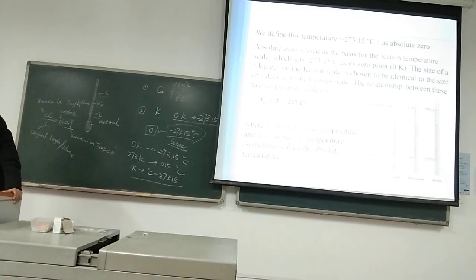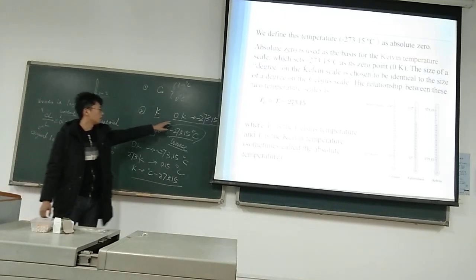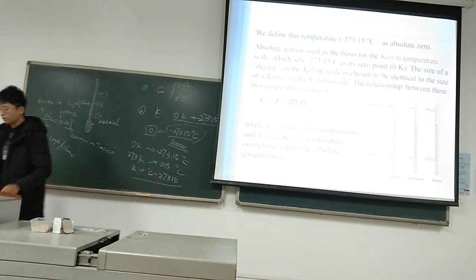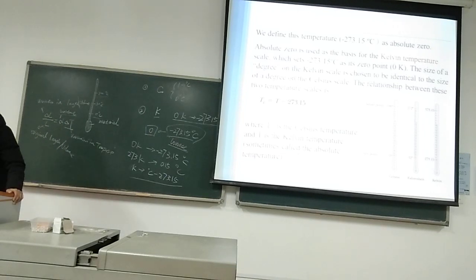The K is called the Kelvin temperature, and the centigrade is called the Celsius temperature. Both of these two scales of temperature can be used. And sometimes the Kelvin temperature is called the absolute temperature, because 0 Kelvin really means zero heat.